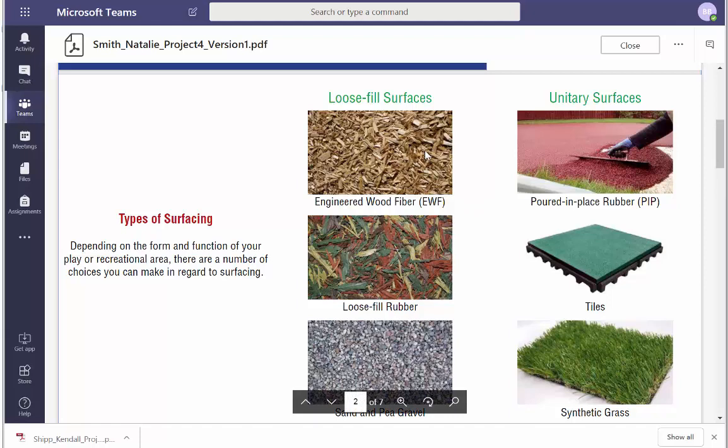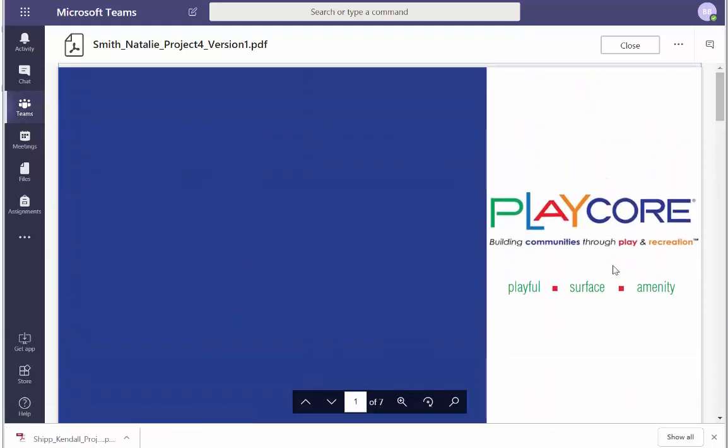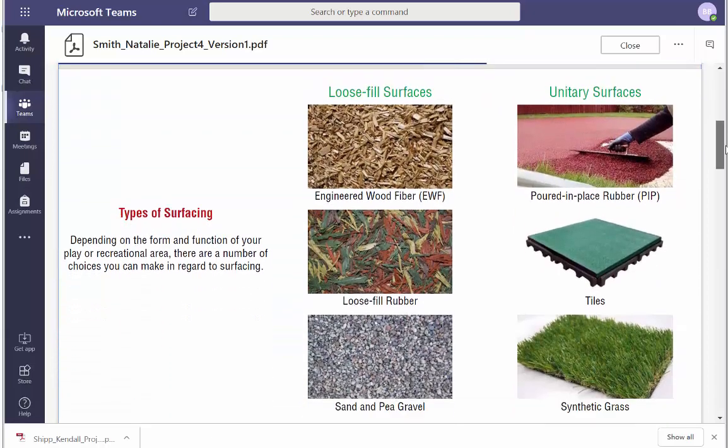I don't want you just jumping into surfacing, because PlayCore, play, recreation, playful, anonymity, which is tough for me to say. Surface, that's tougher, doesn't make sense. You had to transition me from what I'm thinking seems to be something playful to the turf.